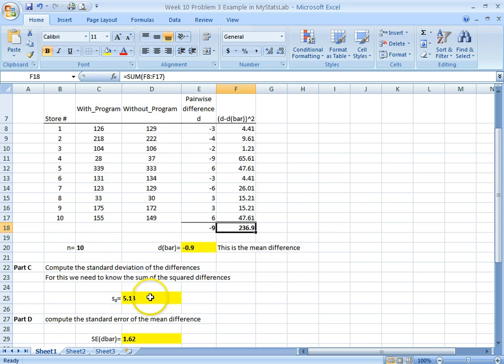So we can go to our formula for our standard deviation, and we put in the square root of F18, which is the sum of the squared differences, divided by 10 minus 1. We have 10 stores, so 10 minus 1 is 9, so 236.9 divided by 9, the square root of that is 5.13, so our standard deviation is 5.13.